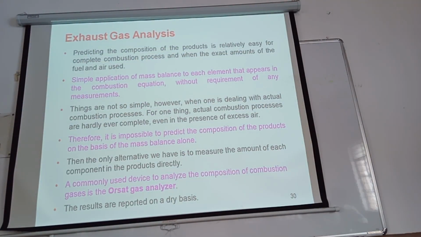So that is the thing that is called exhaust gas analysis. A commonly used device is called the Orsat gas analyzer. The results are reported on a dry basis. That means first the moisture is absorbed and then the remaining exhaust gas is analyzed. So it is a dry basis. How is it done?